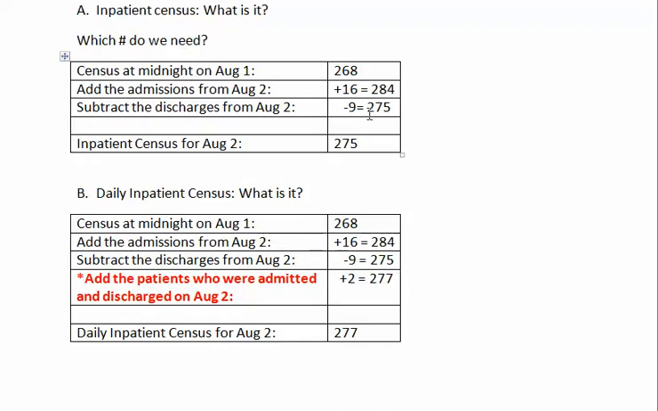So hopefully you can look at those side by side and see how similar they are. Inpatient census looks at total bed count, how many are actually there on midnight. On this midnight there were 268. We added our admissions, subtracted our discharges, and came up with this total. For the daily inpatient census, we did the same thing, but then we added in the patients who were admitted and discharged on August the 2nd because we're looking at the day as a whole.